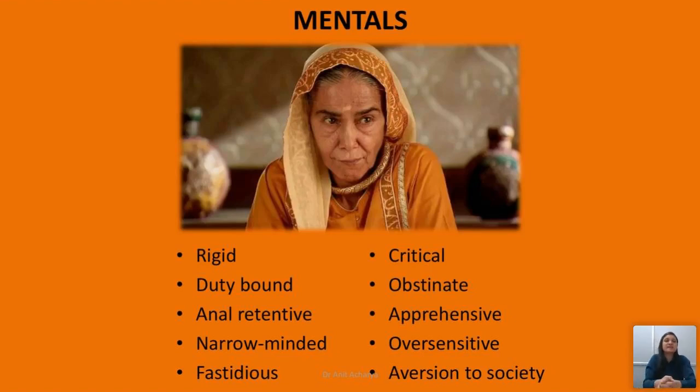Now, a narrow-minded personality. A narrow-minded person, you are aware of narrow-minded people. They have a very narrow way of approaching things. Only concerned about whatever their wish or their opinion is. Sometimes Cali has a habit of forcing their opinion upon others. They think that whatever they are saying is right, that is the only correct thing. You can't deny it. Then comes the fastidiousness.